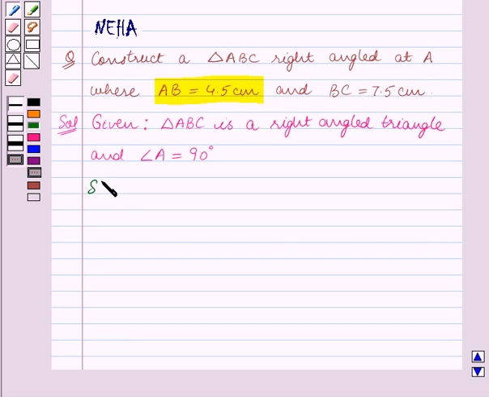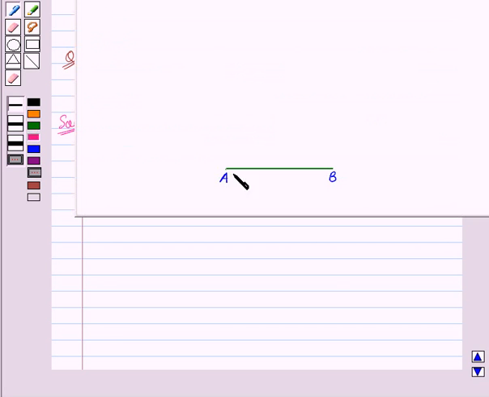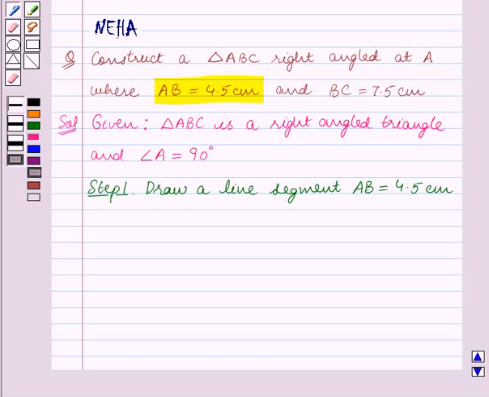Step 1 of construction is draw a line segment AB which is equal to 4.5 centimeters. So this is the line segment AB that we have constructed and it is equal to 4.5 centimeters. Since we know that angle A is equal to 90 degrees, we will now construct an angle of 90 degrees at A.